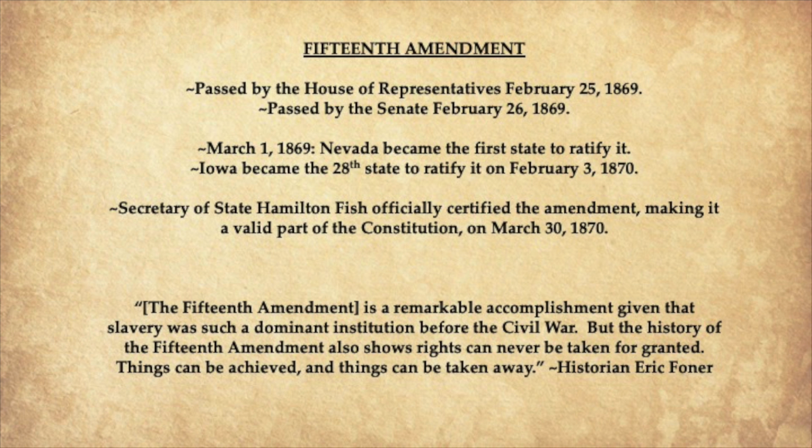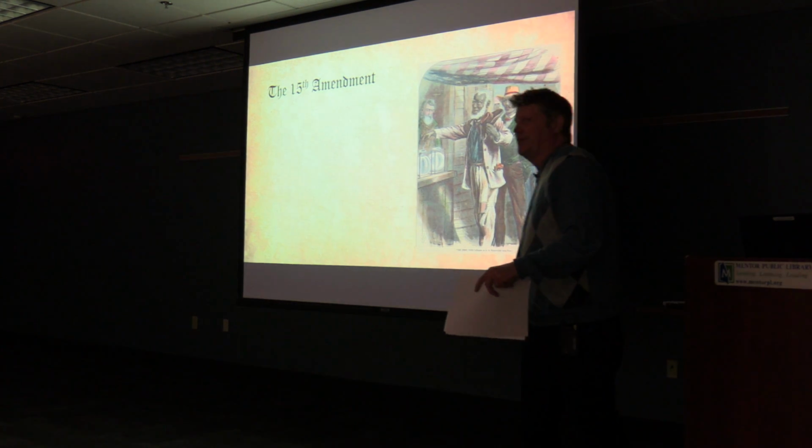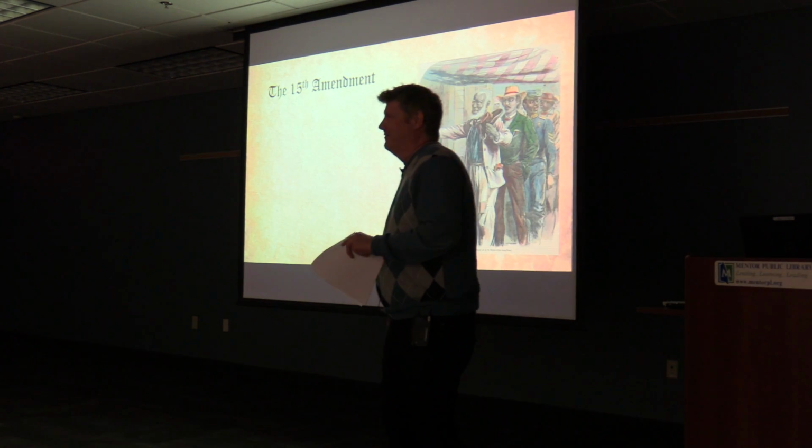The 15th Amendment. And this gets into another really interesting part of American law. The right of citizens of the United States to vote shall not be denied or abridged by the United States or by any state on account of race, color, or previous condition of servitude. Congress shall have the power to enforce this article by appropriate legislation. Who does this enfranchise? Nobody.